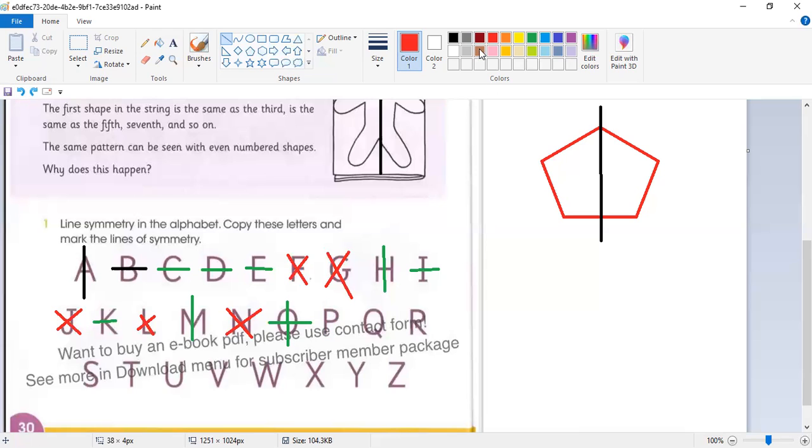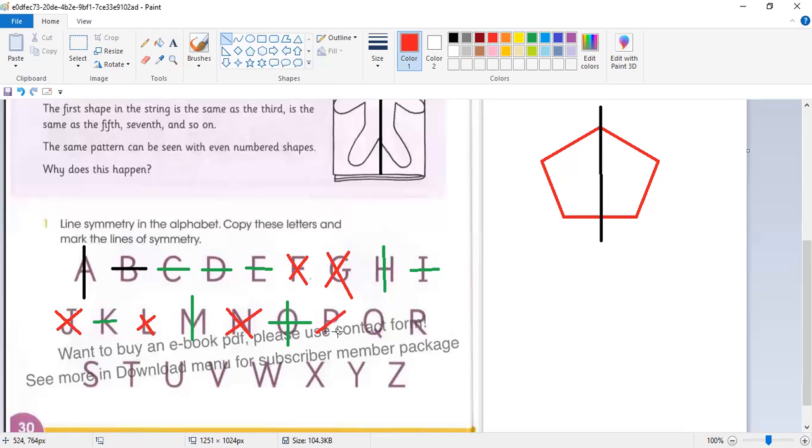I hope you understand the meaning of symmetry. Symmetry means when you cut something into two pieces, both the cut pieces are the same shape. They are the same as each other. P is not a symmetry.